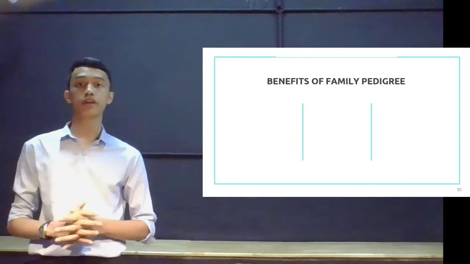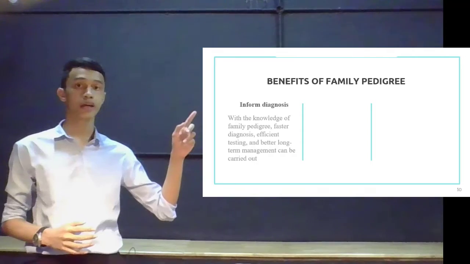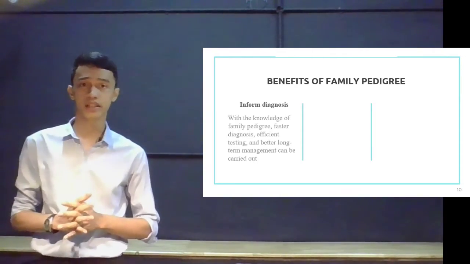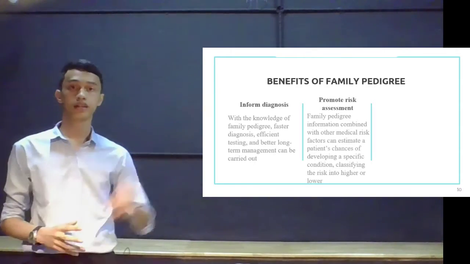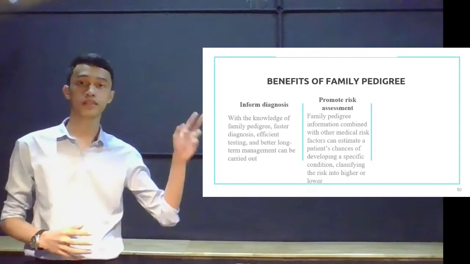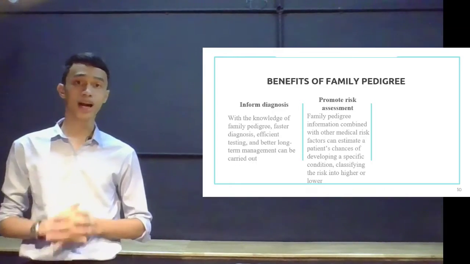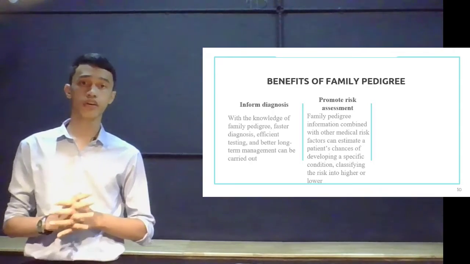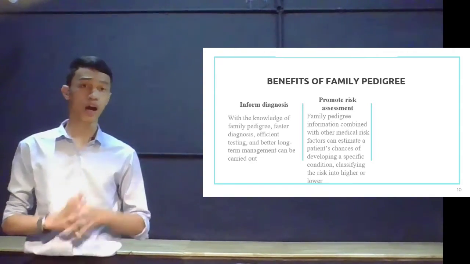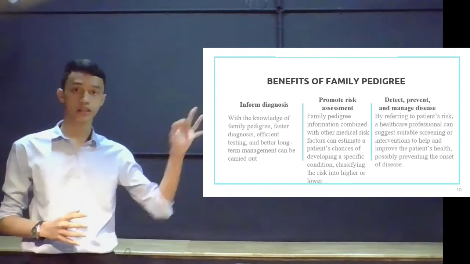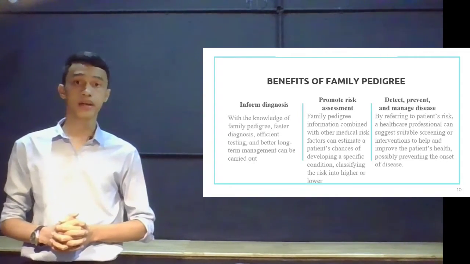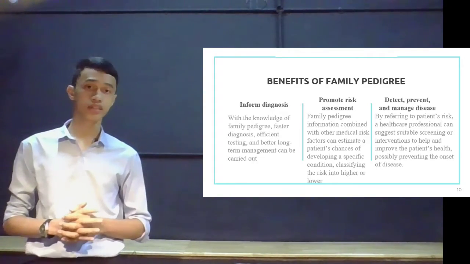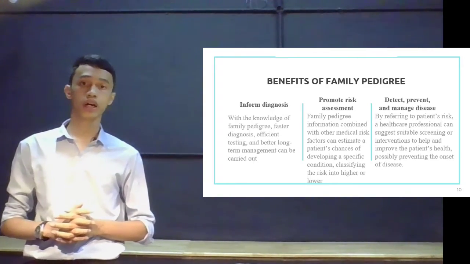The benefits of a family pedigree: first, to inform diagnosis. With the knowledge of a family pedigree, faster diagnosis, efficient testing, and better long-term management can be carried out. Secondly, promote risk assessment. Family pedigree information combined with other medical risk factors can estimate a patient's chances of developing a specific condition, classifying the risks into higher or lower categories. Third, to detect, prevent, and manage the disease. By referring to a patient's risk, a healthcare professional can suggest suitable screening or intervention to help and improve the patient's health.